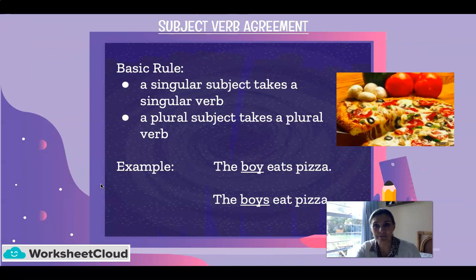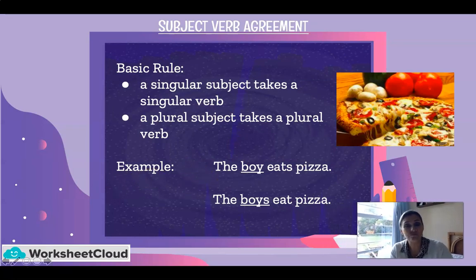Right, so let's jump into subject-verb agreement. So the basic rule is that a singular subject, so one subject like one boy or Mary, takes a singular verb, and then a plural subject, so the boys or my parents, takes a plural verb. So let's take a look at the example.